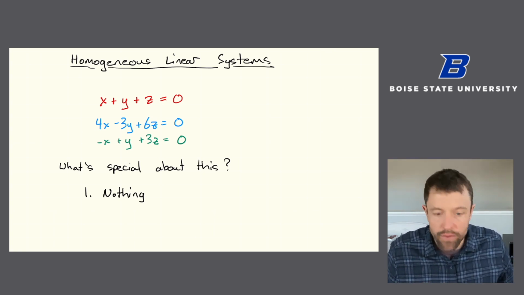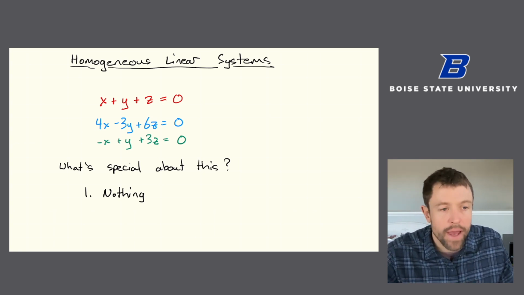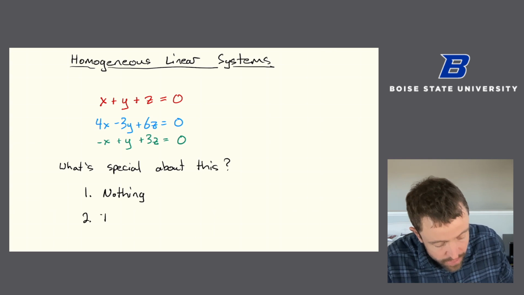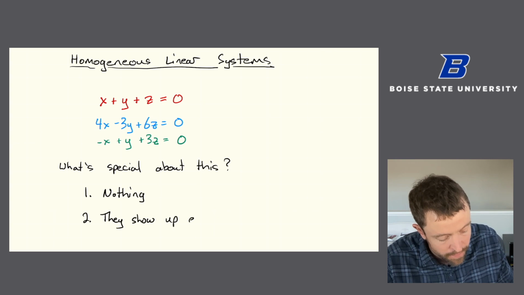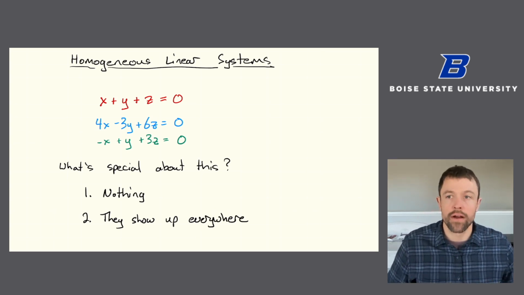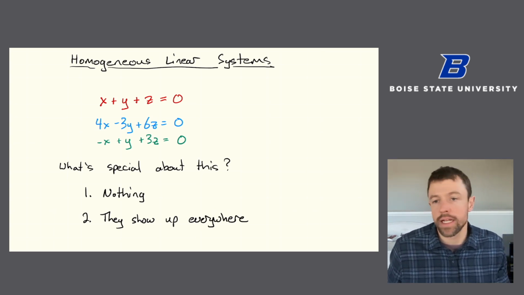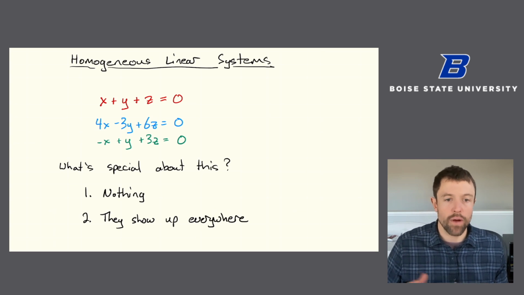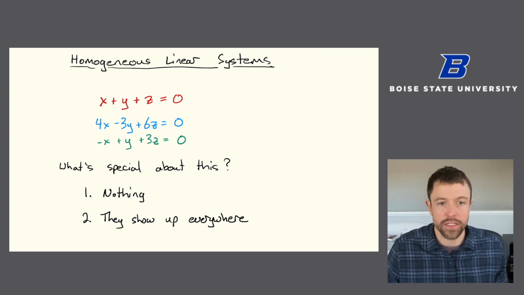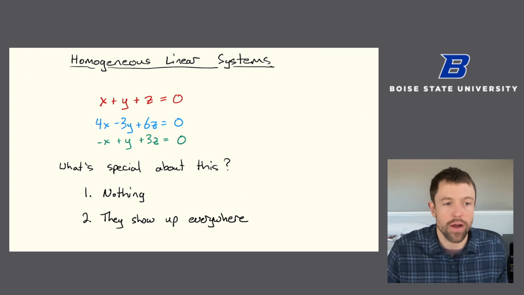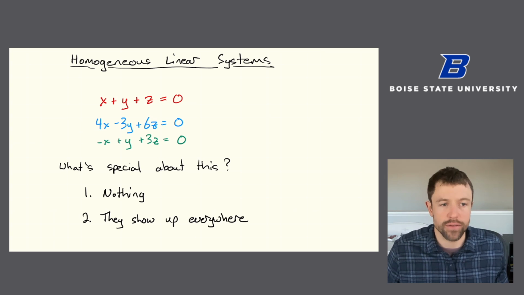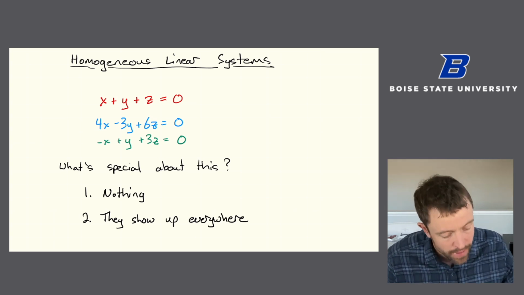Then why have a name for them? Well, they'll show up everywhere. There are so many things in linear algebra where you're trying to do something seemingly unrelated to linear systems, and what you're trying to do boils down to solving a homogeneous linear system. So this is why they have a name, so that we have a way to refer to them, so that we don't have to say something awkward like, oh, a linear system where the constant terms are 0. We have a name for it.